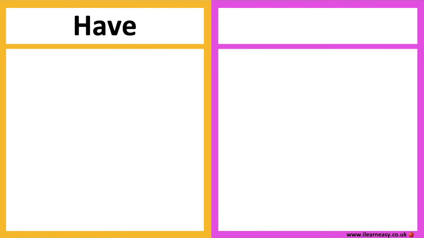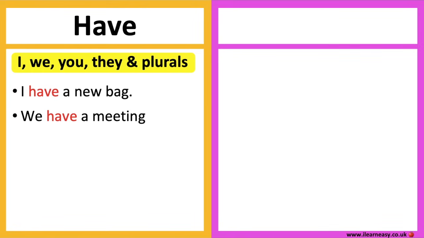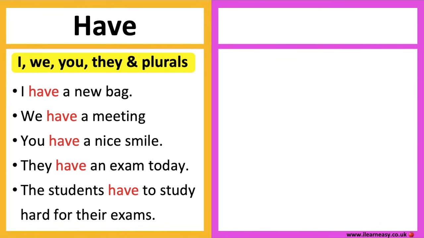Have. Have is used with pronouns I, we, you, they, and plural nouns in the present tense. It's used when speaking in the first person, second person, or third person plural. For example, I have a new bag. We have a meeting. You have a nice smile. They have an exam today. The students have to study hard for their exams.